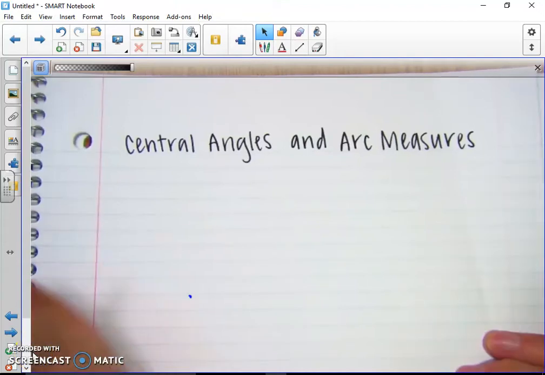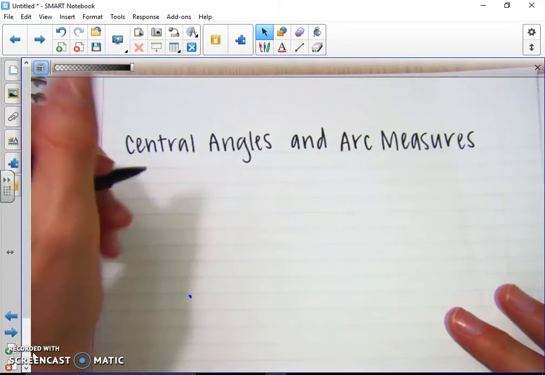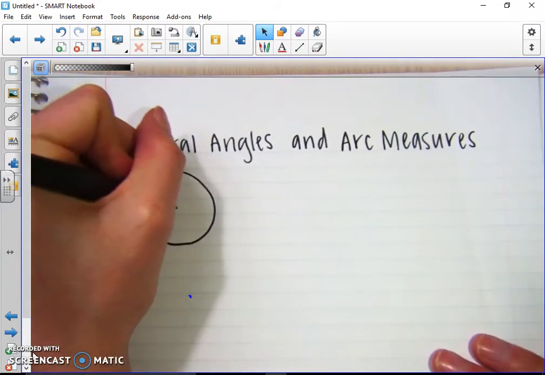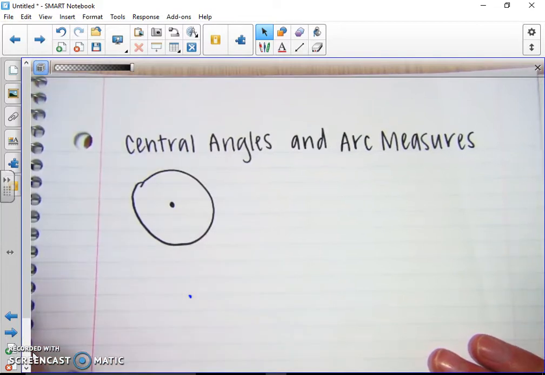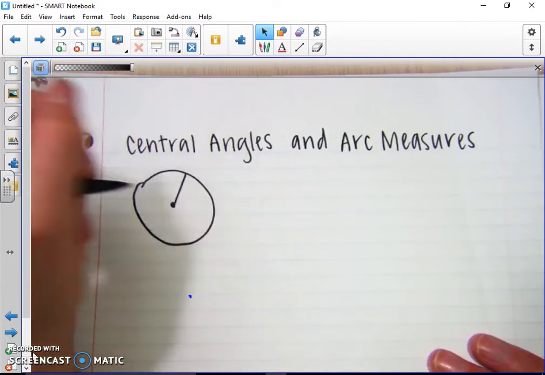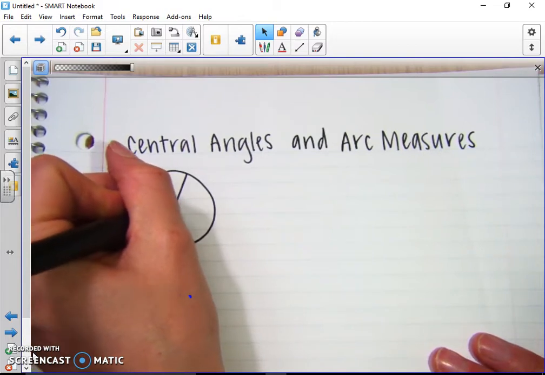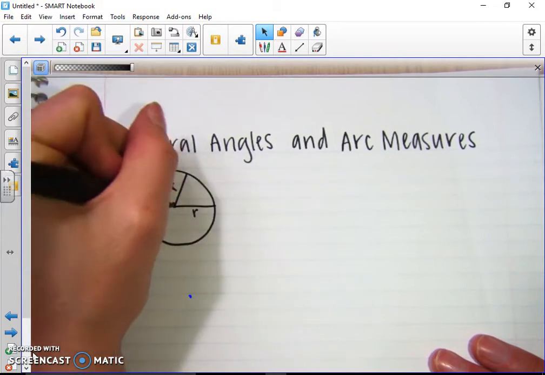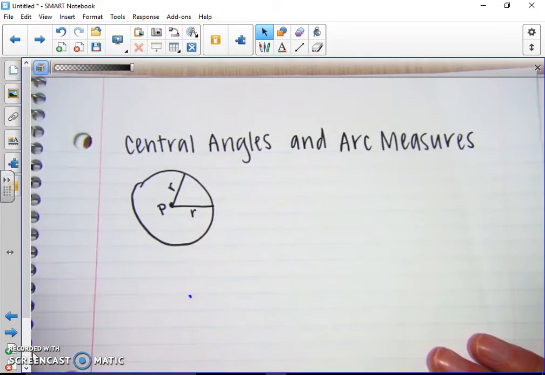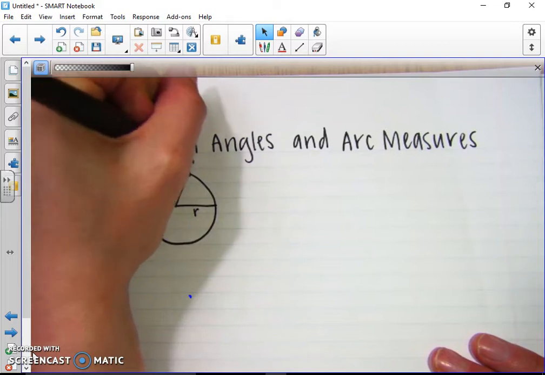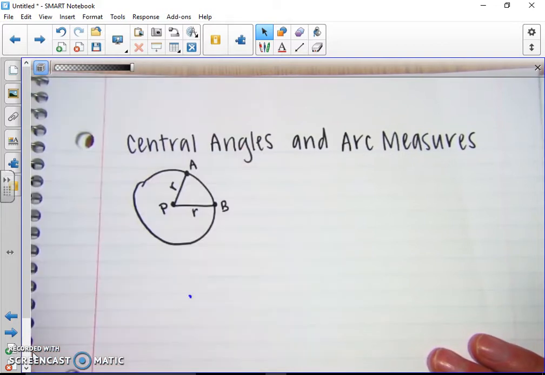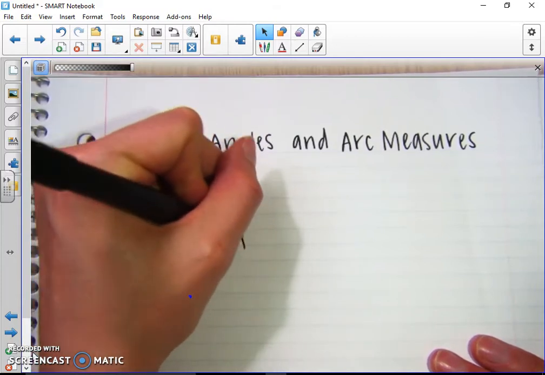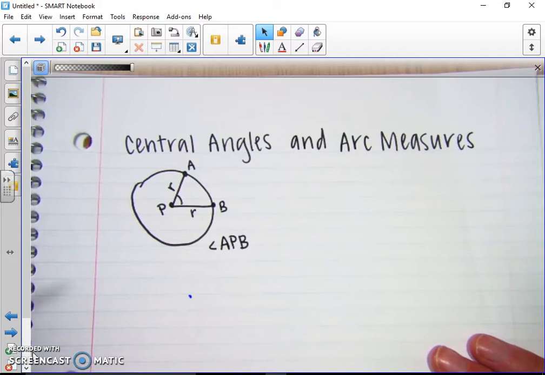Right, tonight we're talking about central angles and arc measures. So first, let's think about what is a central angle? Remember, a central angle is an angle where the vertex is the center of the circle, and the two sides are radii. So we have radius, radius, and this would be our center point P. We'd have points A and B, and we'd say that angle is angle APB. So that's an example of a central angle.